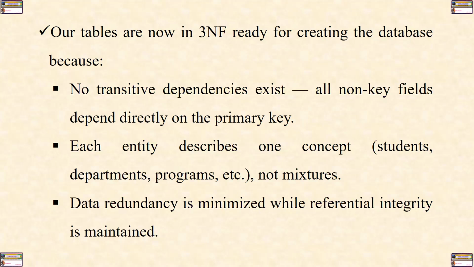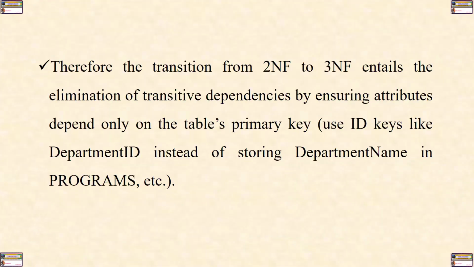Data redundancy is minimized, and referential integrity is maintained, as you have seen. Therefore, the transition from second normal form to third normal form entails the elimination of transitive dependencies by ensuring attributes depend only on the table's primary key. That is, use ID keys like department ID instead of storing department name in programs, etc., as we have seen.